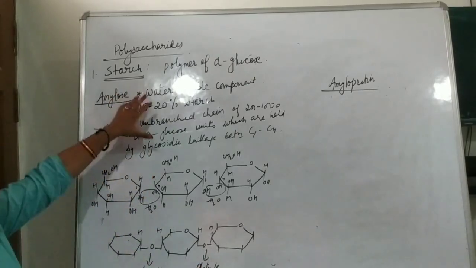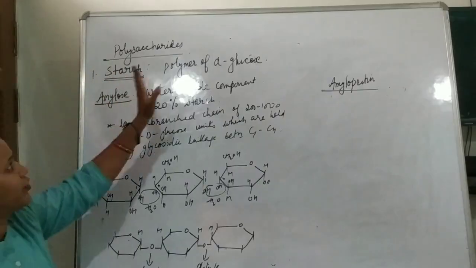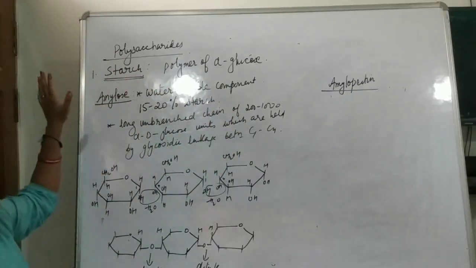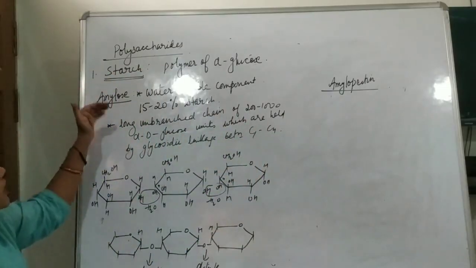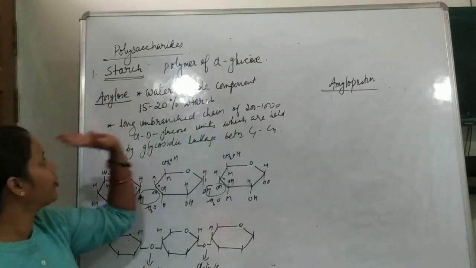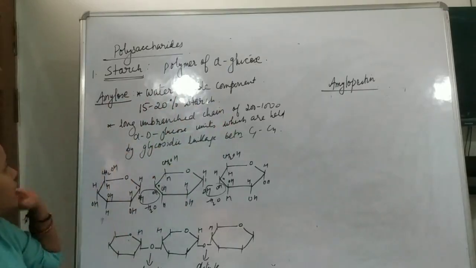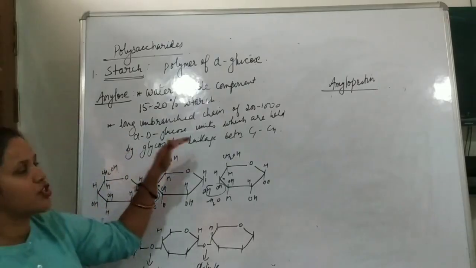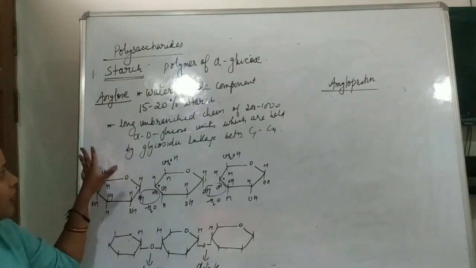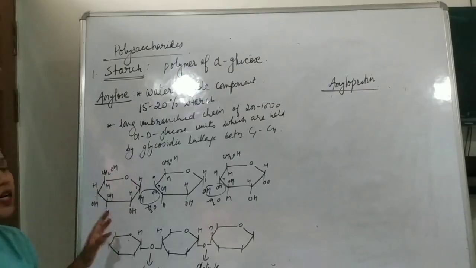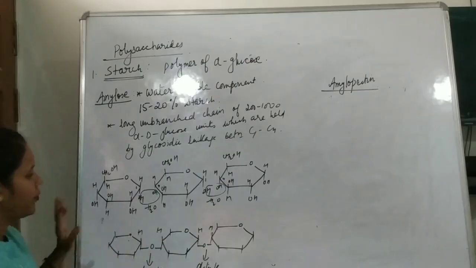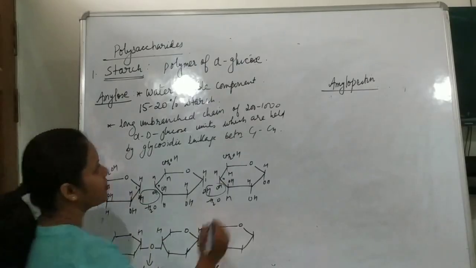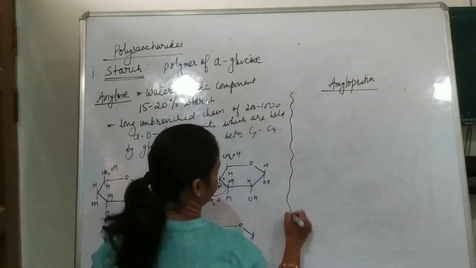So what is amylose? What is starch? Starch is a polymer of alpha glucose. It has two components, amylose and amylopectin. Amylose, which is a water soluble component, contains 15 to 20% of starch. It has a long unbranched chain of alpha glucose units, which are held by glycosidic linkage between carbon 1 and carbon 4. So this is how we denote it. The next is amylopectin.